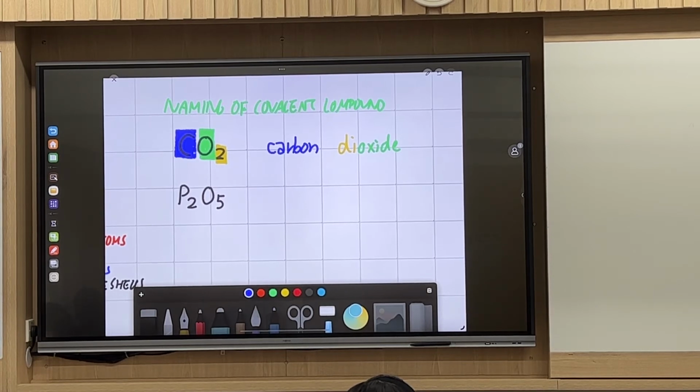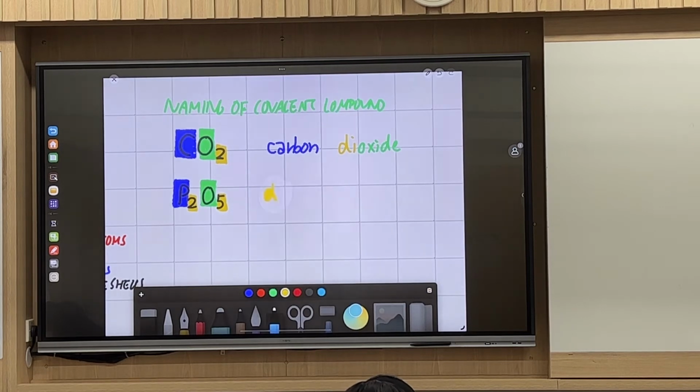Phosphorus, yes. And O continues to be oxygen. So can anyone guess the name of this compound? Let me highlight something in yellow first. These numbers, you need to turn them into words. What is the English word for two? Di. So therefore we have di, write this down.